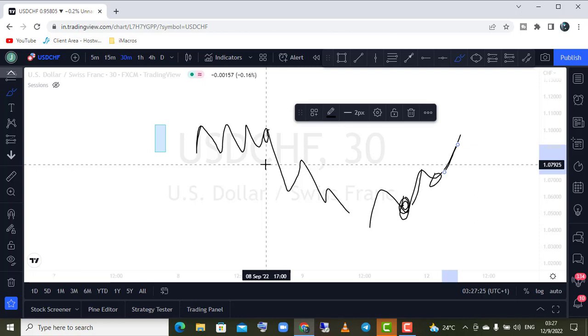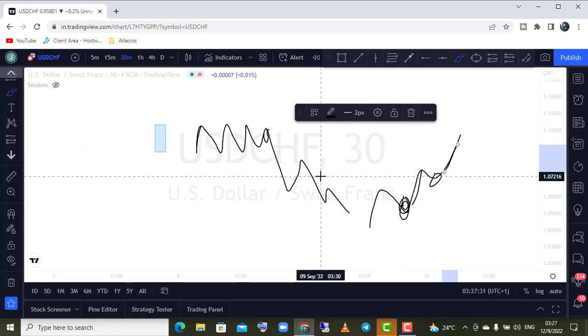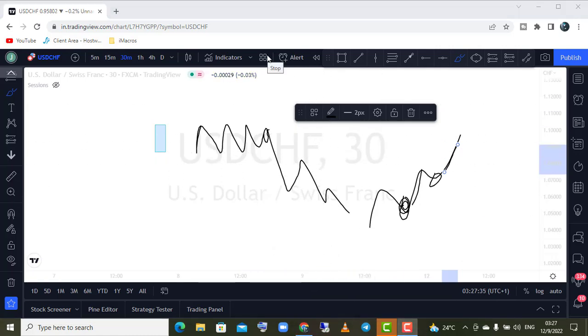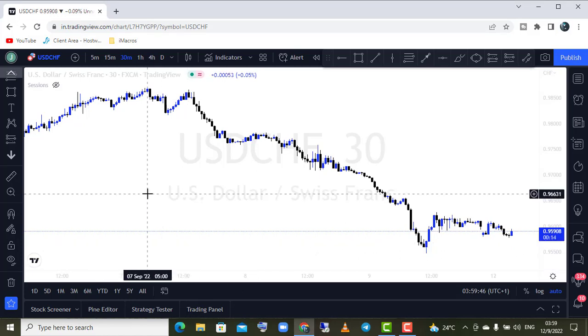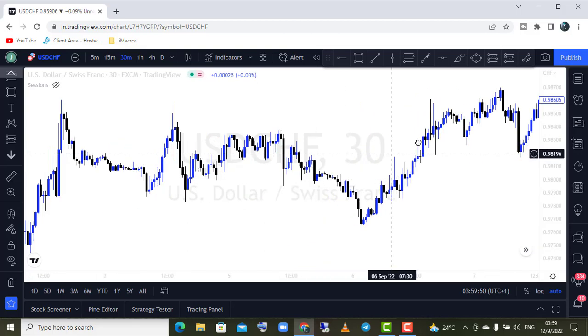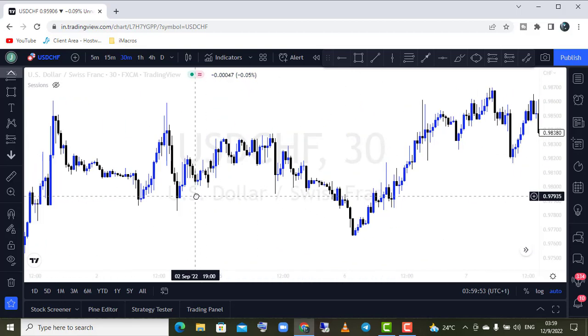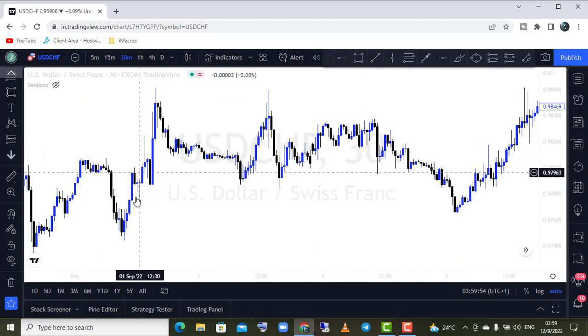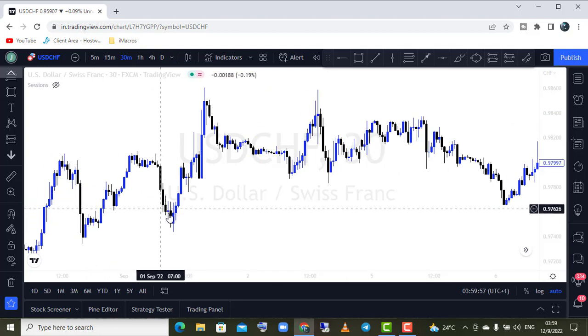So with that, now let us get into the chart to understand properly how this works. All right, let's get into the chart now. All right guys, this is USD CHF 30 minutes time frame. So we'll be looking at some examples right here. Okay, so practically this is what we talked about, an order block. Look at this right here.